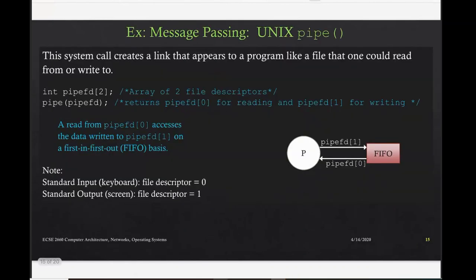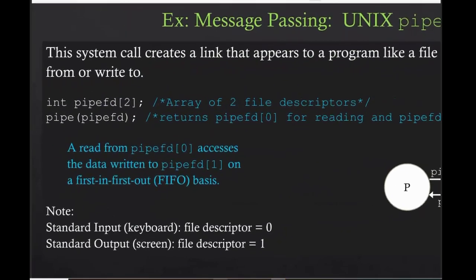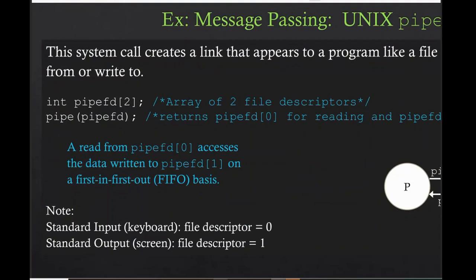That brings us to the message passing example using the Unix system call pipe. This system call will create a link that appears to a program like a file, but it's not a file, that one process could read from or write to. So let's go through this example. We'll spend some time talking about how that communication happens.